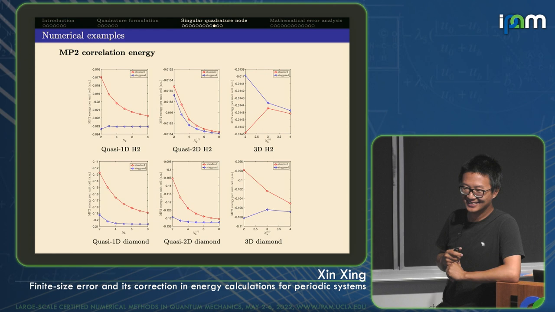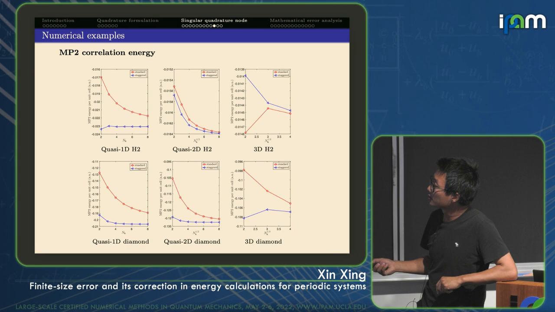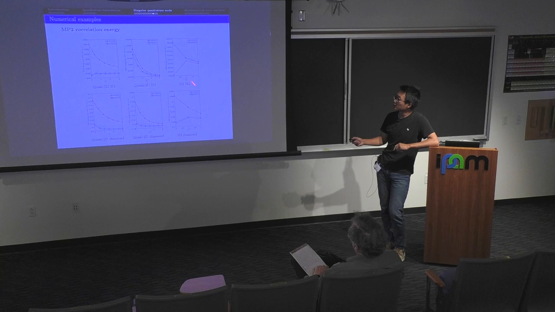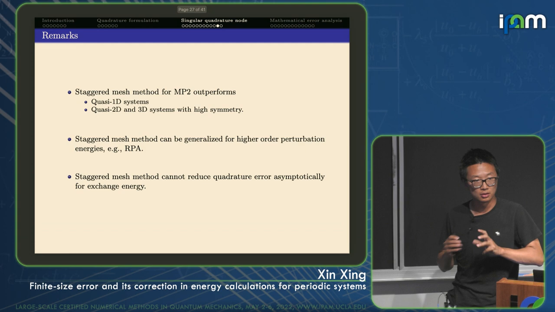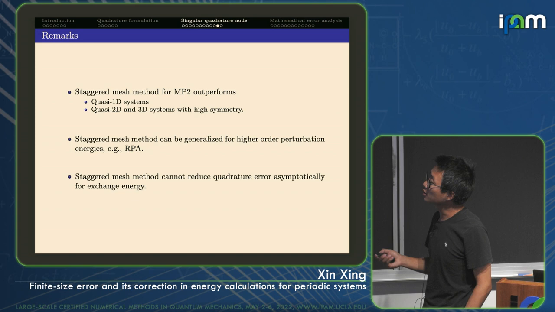So the blue curve here is the stagger mesh method, and the red one is the standard calculation. Here are two main observations. First, for the quasi-1D system, the stagger mesh method always outperforms the standard one significantly. However, the second observation is that for the quasi-2D and 3D cases, the stagger mesh method only outperforms for the diamond system, but not for the hydrogen dimer system. These two observations are actually quite general. That is, the stagger mesh method can outperform the standard calculation for all quasi-1D systems, but only for certain quasi-2D and 3D systems with high symmetries, see the diamond compared to the hydrogen dimer.